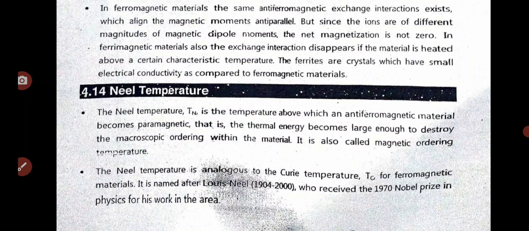So this temperature is considered the Néel temperature. What is meant by the Néel temperature? For an anti-ferromagnetic material, if we increase the temperature to a certain amount, the material shows the property of a paramagnetic material. Such a temperature is the Néel temperature, and it is analogous to the Curie temperature for ferromagnetic material. It is named after Louis Néel, who received the Nobel Prize in physics in 1970.